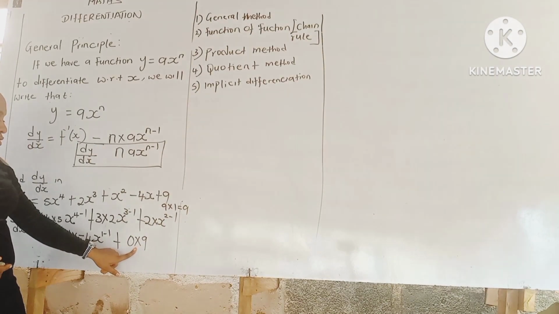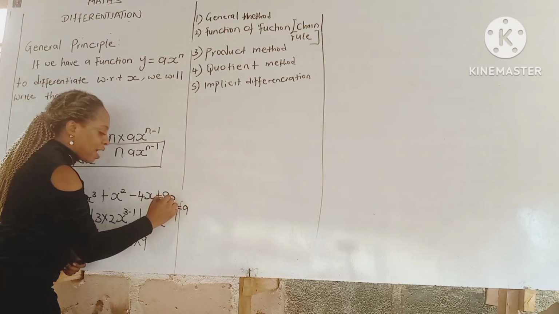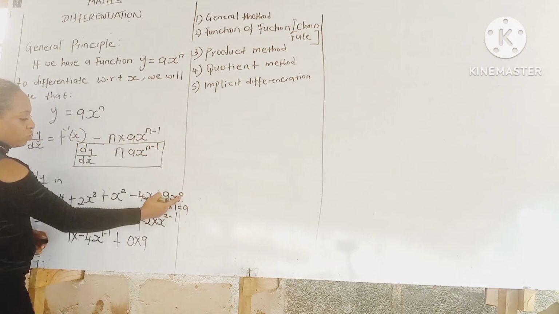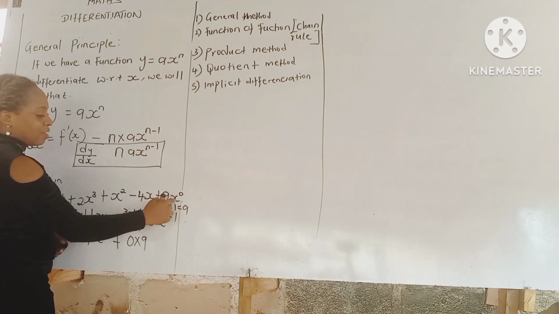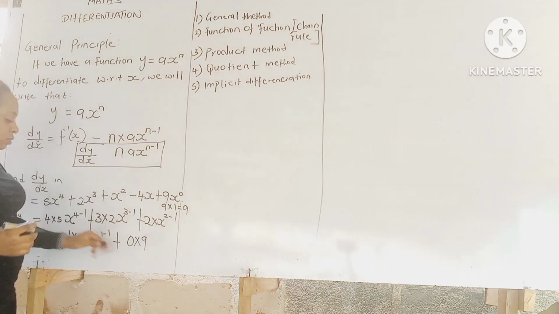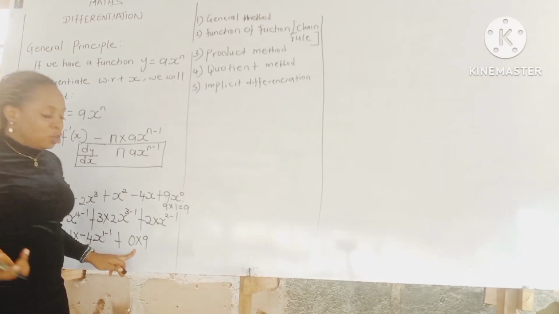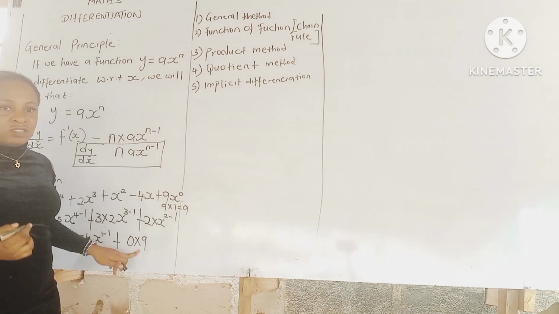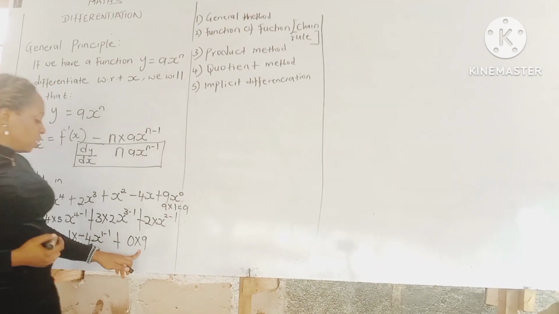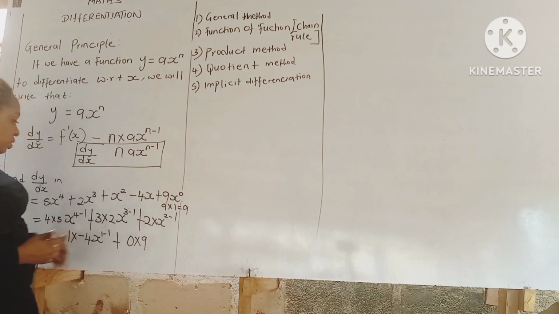So what are we going to do here? While differentiating, the power of x here is 0. So use 0 to multiply 9. And even when you have minus 6, nothing, because 0 multiplied by any number will give you 0. So that is why in differentiation, when you are differentiating a constant, the constant will give you 0.